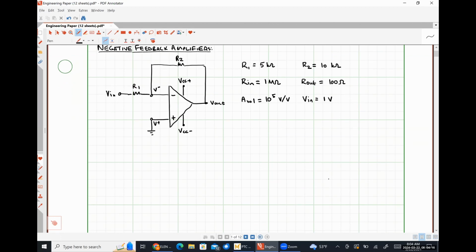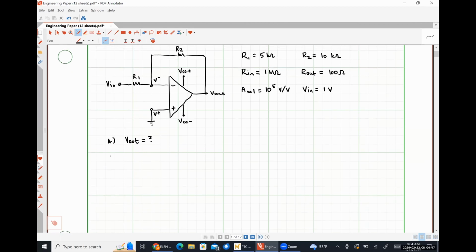I want us to determine the following quantities, some of which we are familiar with and others of which will require a little bit of explanation, okay? So the first thing that I want us to find is simply the output voltage, okay? Nothing really difficult about that. We're just going to wind up writing some KCL expressions, setting up a system of equations, and solving for V out like we've done previously.